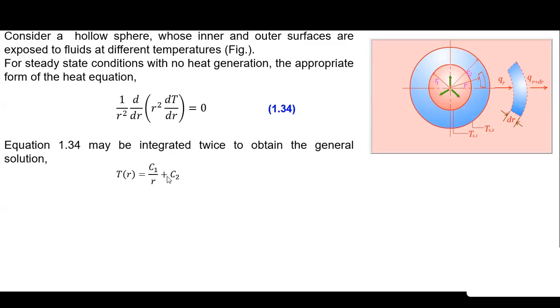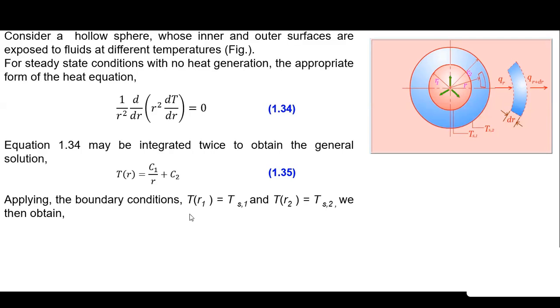Now our interest is to find out the value of C1 and the value of C2. For that, once again, we are going to use the boundary conditions. The boundary conditions are the same as for the cylinder. The temperature at radius equal to R1 is Ts1. The temperature at radius equal to R2 is Ts2. If you put these boundary conditions into equation 1.35, you will get the results. If you substitute the first boundary condition, it will be like this: Ts1 is equal to C1 upon R1 plus C2.